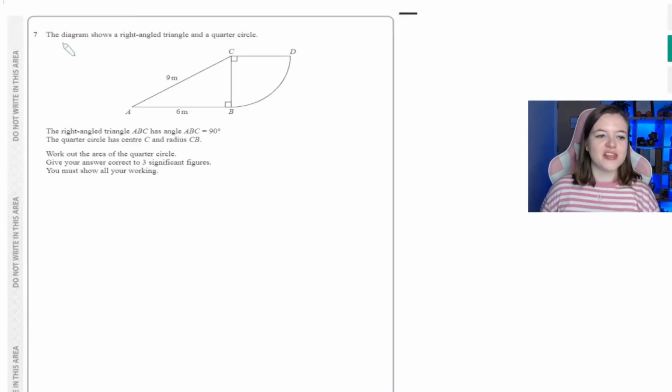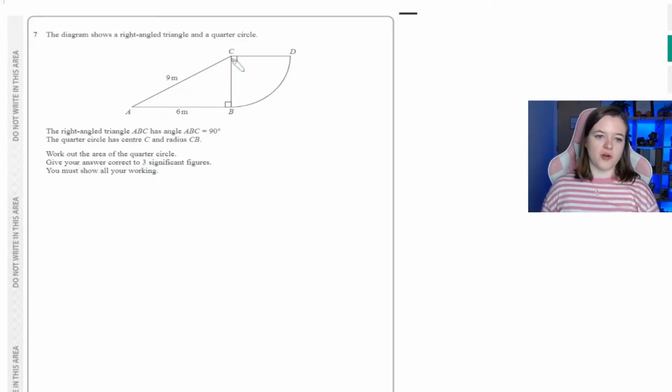Question 7. The diagram shows a right-angled triangle and a quarter circle. The right-angled triangle ABC has angle ABC equals 90. The quarter circle has centre C and radius CB. Work out the area of the quarter circle. Give your answer correct to 3 significant figures. You must show all your working.